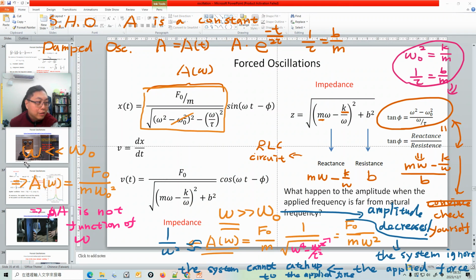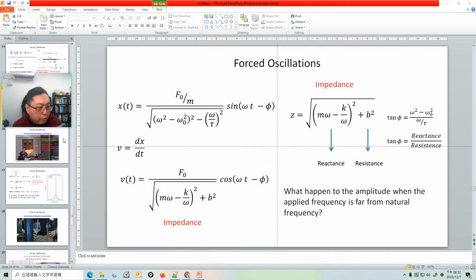But like I said, if your applied frequency is way below the natural frequency, your amplitude is not a function of applied frequency. But when your applied frequency is very large, very fast, very frequent, the amplitude decreases. Okay, so there is a graph to show this result. It's on the next page. We just temporarily turn this off.